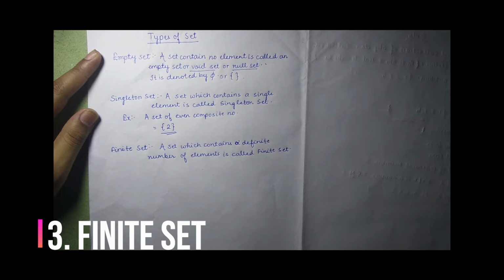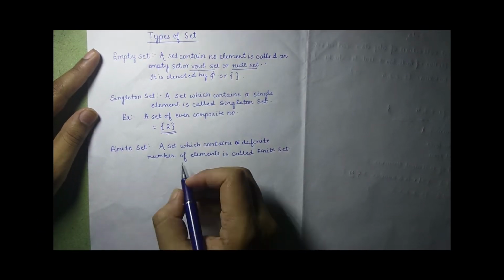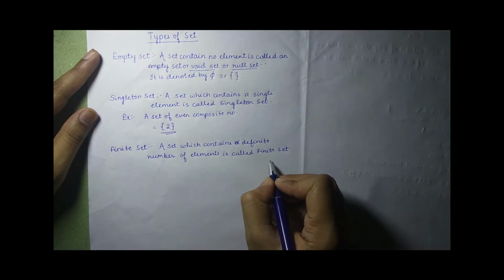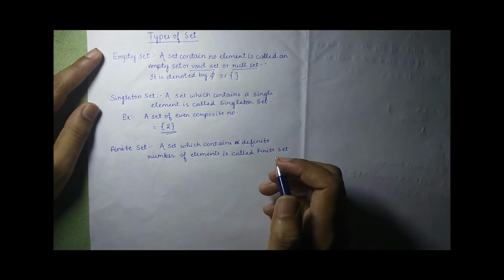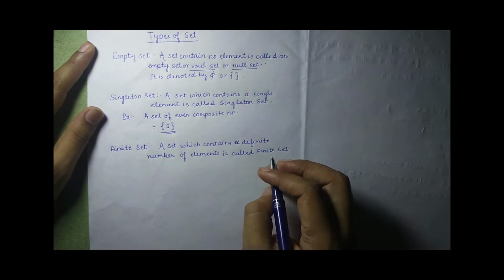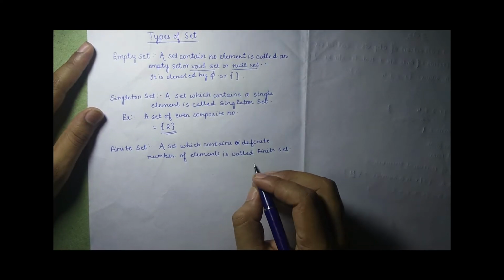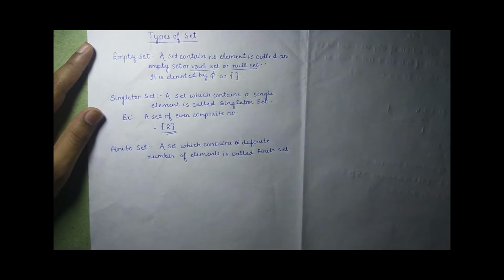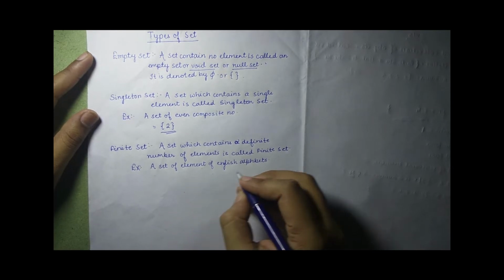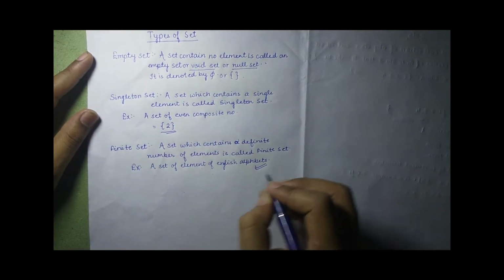The next one is the finite set. A set which contains a definite number of elements is called a finite set. Which means a set that contains countable elements is called a finite set. Example, the set of elements of the English alphabet. It is countable because the English alphabet goes from A to Z, so it is a finite set.